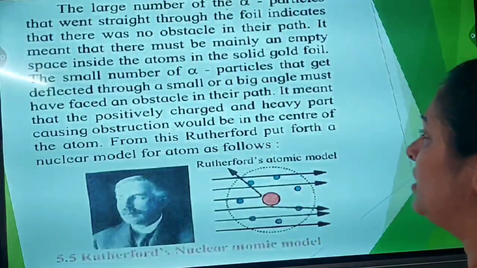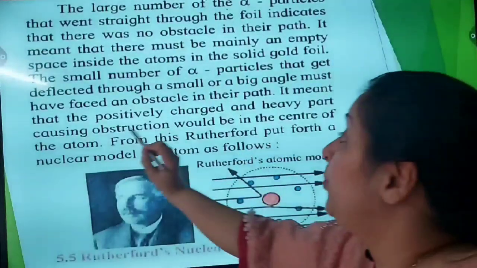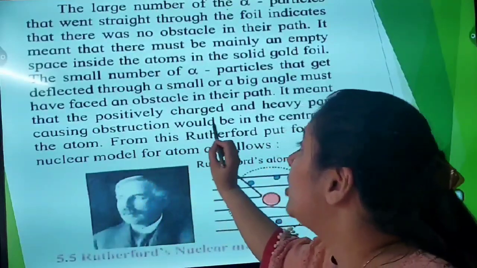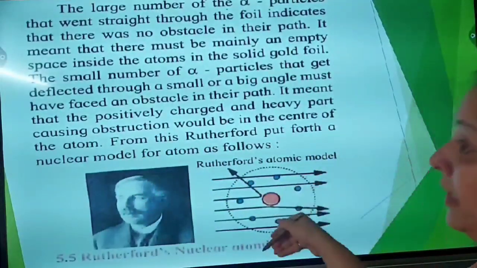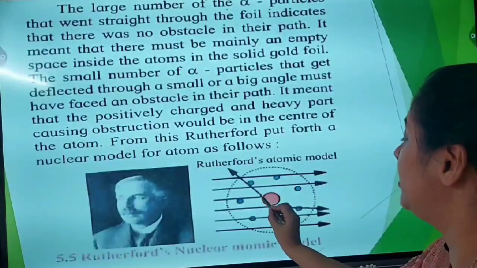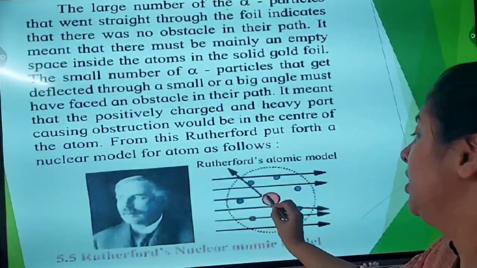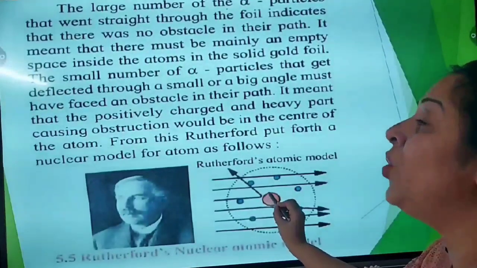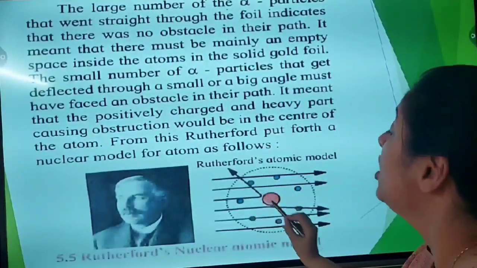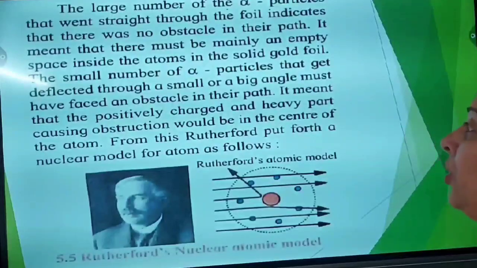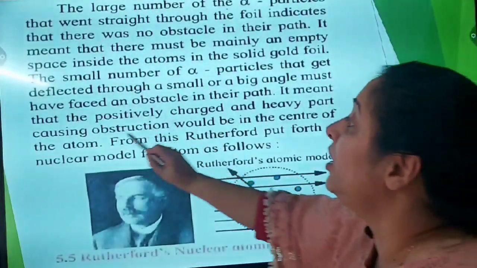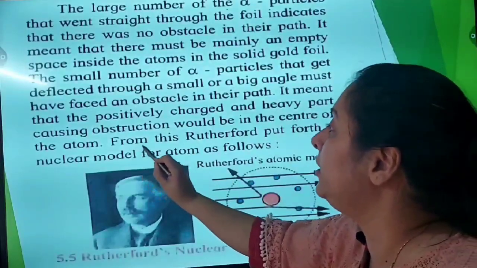So a very small obstacle must have been there. It meant that the positively charged and heavy part causing obstruction would be in the center. That's where this radiation has reached the center, and we know that the center of an atom is positively charged. So this is positively charged. So they have repelled and gone. They've got deflected, causing obstruction which is at the center.